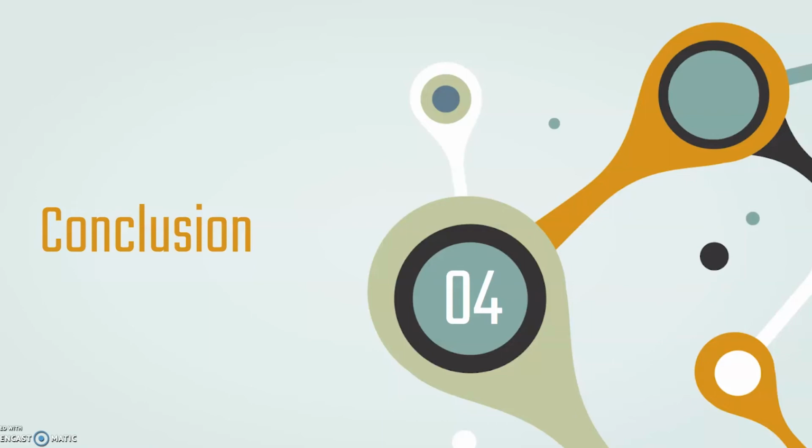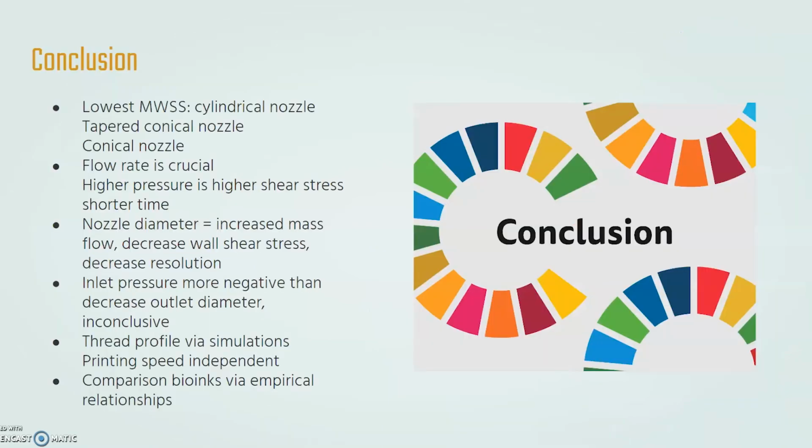From the results, the following conclusion has been made. The lowest maximum wall shear stress can be found in the cylindrical nozzle. The maximum wall shear stress, however, is experienced over the entirety of the cylindrical part. For the tapered conical nozzle and the conical nozzle, this is only at the outlet. A tapered conical nozzle has a lower maximum wall shear stress than the conical nozzle.